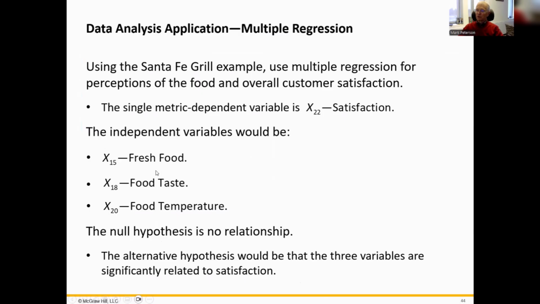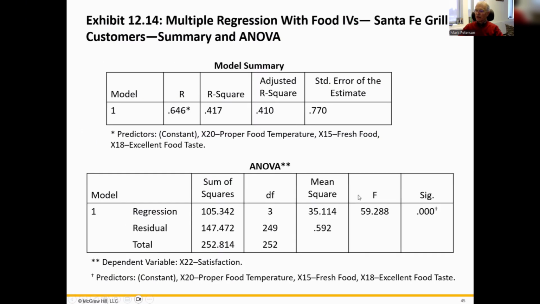So here we're going to take a look at multiple regression. We'll look at the predictors of fresh food, taste, and food temperature on the dependent variable Ch12, satisfaction. And it looks like our model here is predicting an adjusted R square. This is the term you use when you have multiple indicators. That's your R square term, 0.410. So it adjusts for an inflation in the R square term when you are entering multiple predictors. That statistic here is high, and the significance for that is way low. So we can reject the null hypothesis that the regression model is a crummy fit.